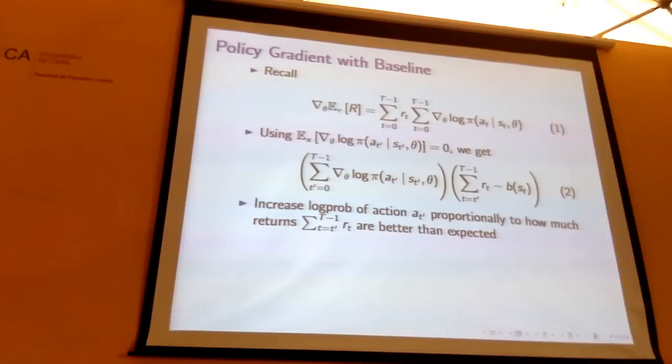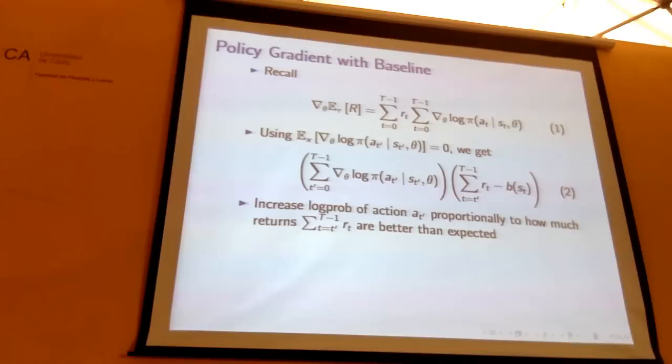And the way you prove that this doesn't affect the expectation is you just have to move around nested expectations a bit. You use the law of iterated expectations. So you break up this expectation over trajectories into all the variables that happen before t prime, and all the variables that happen after t prime, and then you use the fact that the expectation over action sub t prime of grad theta log probability of the action given state t prime and theta equals zero.